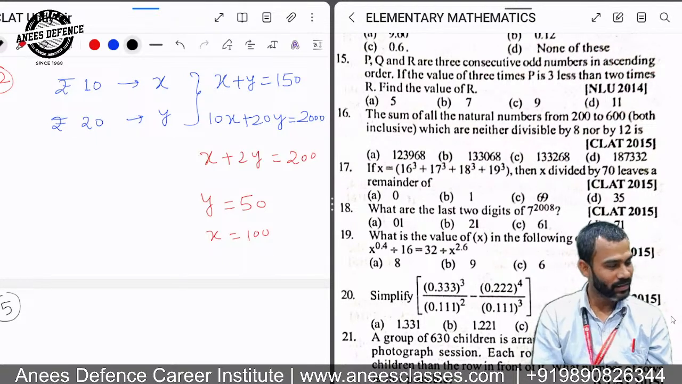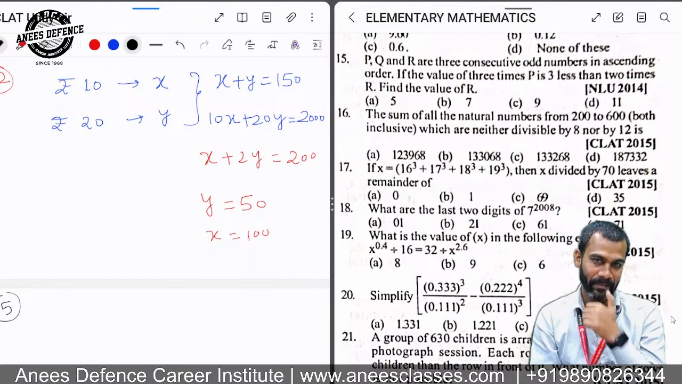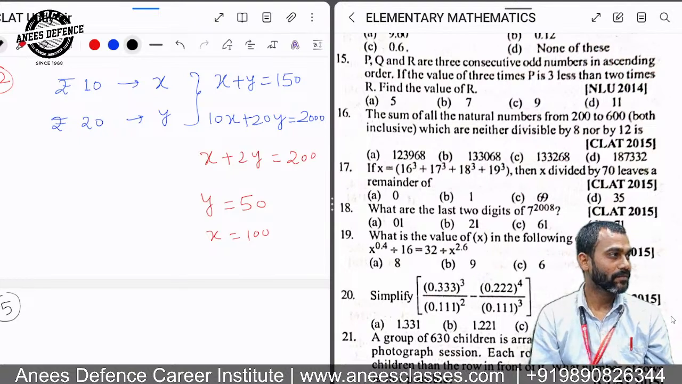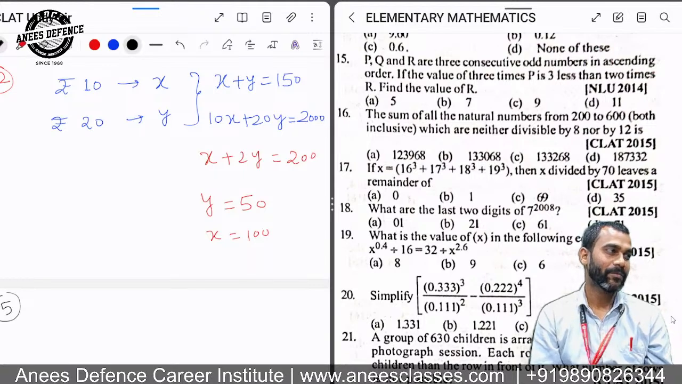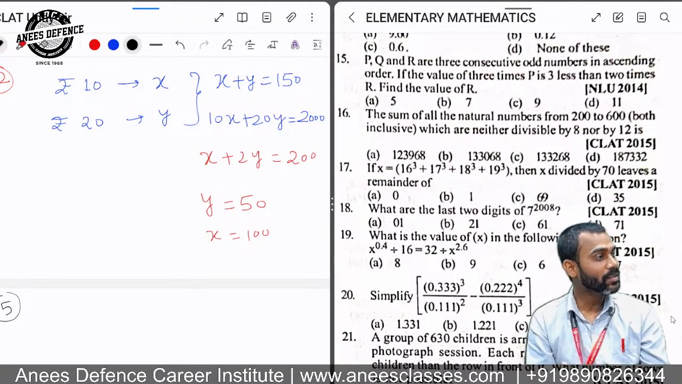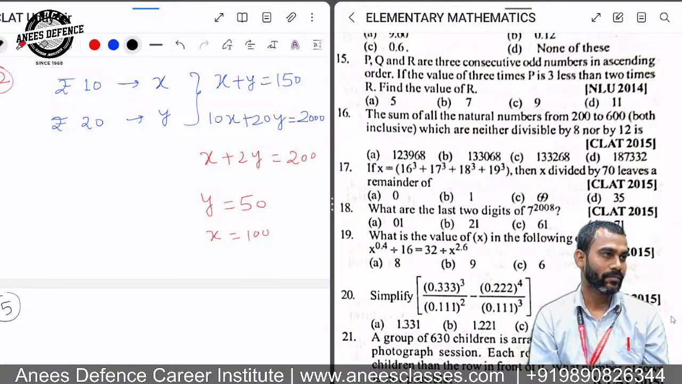X plus 2 and x plus 4. Yes. And x is odd, so x plus 2 is also odd. In the even numbers question, x was even, so x plus 2 will be even, x plus 4 the same. But in that question, x was even. Here, x will be odd.